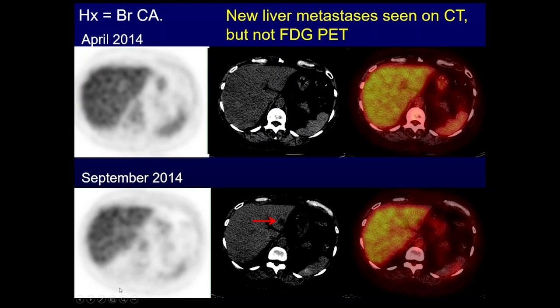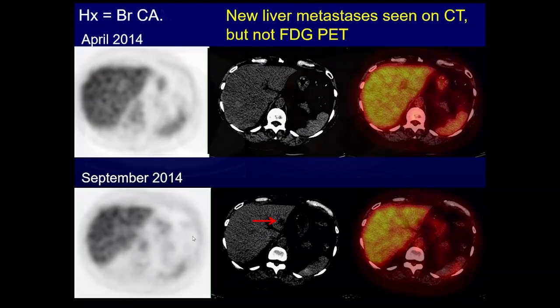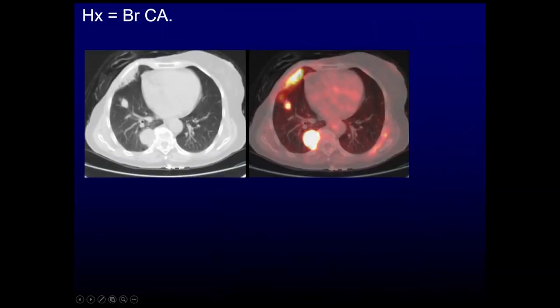So I recommend, when evaluating the liver, make sure that you evaluate the liver on a liver window. Even on a non-contrast CT, you may pick up hepatic metastases on the CT component of the FDG PET, which aren't yet avid. How about we move on to the lung? In the lung, often the CT component of the exam trumps the FDG component of the exam.